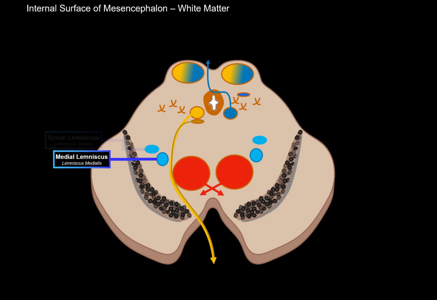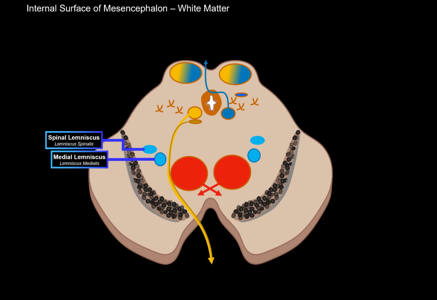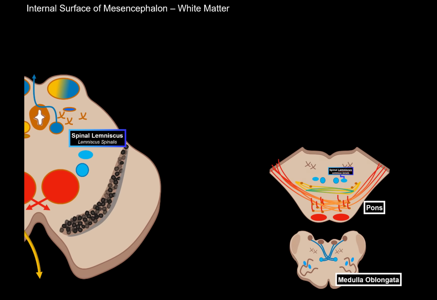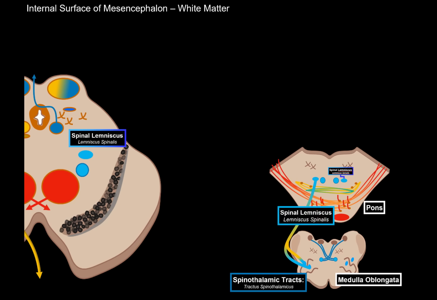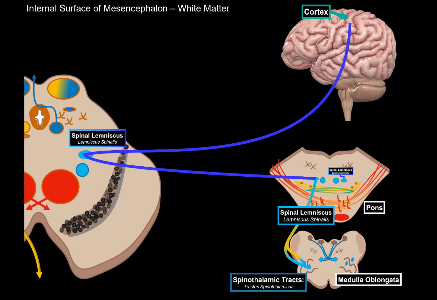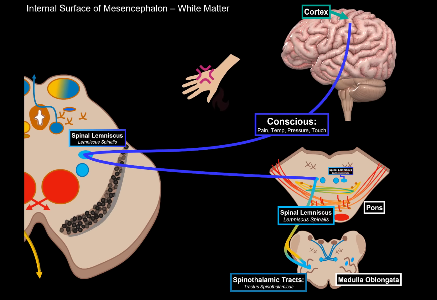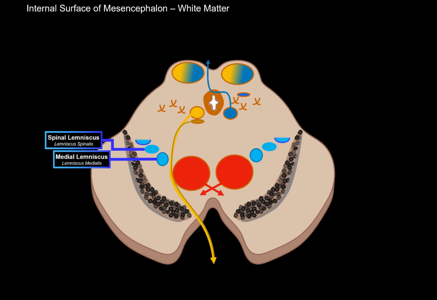Next to the medial lemniscus, we have the spinal lemniscus. Okay, so again, here is the cross-section of the medulla and pons. On the cross-section of the medulla, you will find two tracts called the anterior and the lateral spinothalamic tracts. At some points between the medulla and pons, these tracts will join together and form the spinal lemniscus, and the spinal lemniscus will ascend through pons and the mesencephalon and then to the primary somatosensory area in the cortex, and they're responsible for conscious sensory input of pain, temperature, pressure, and touch.